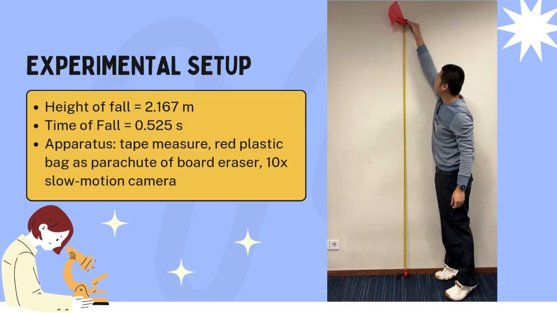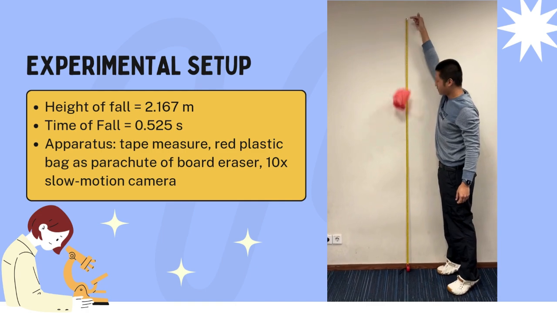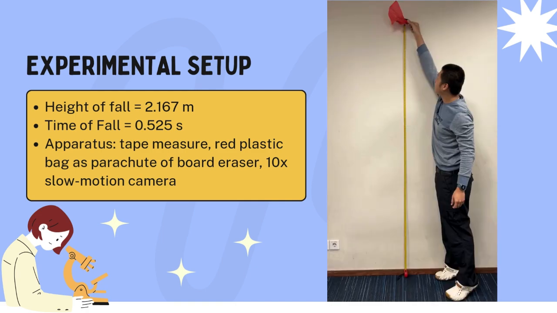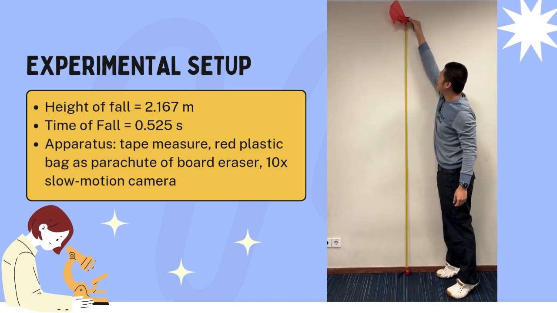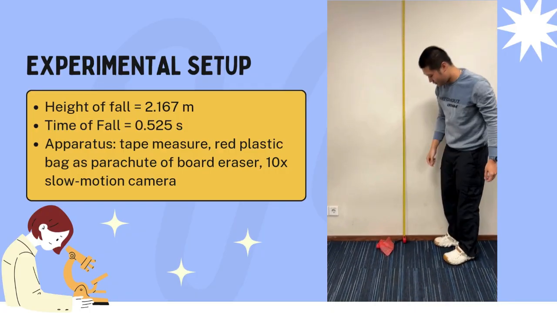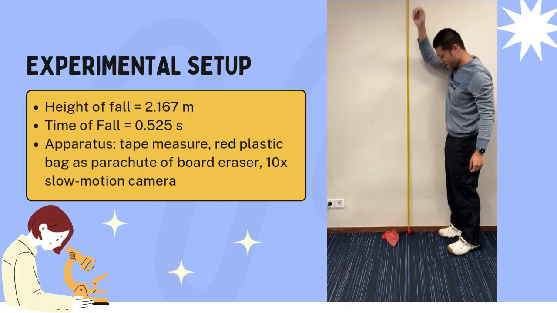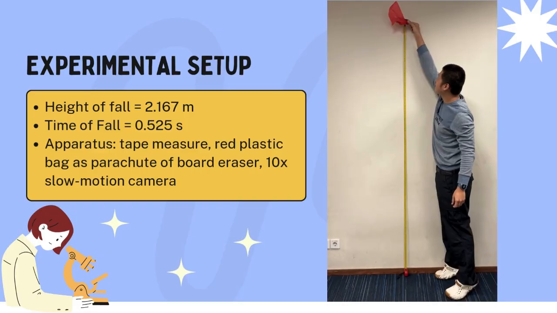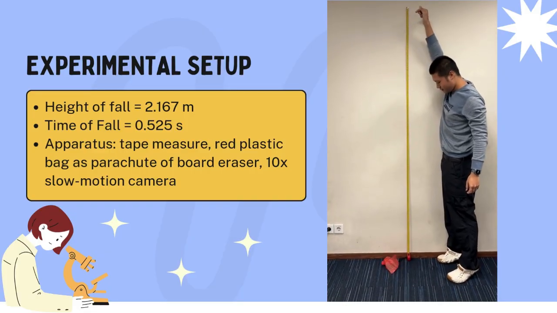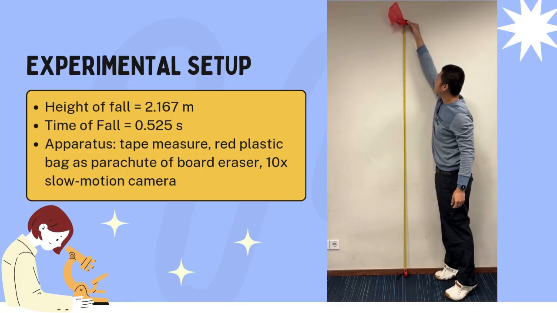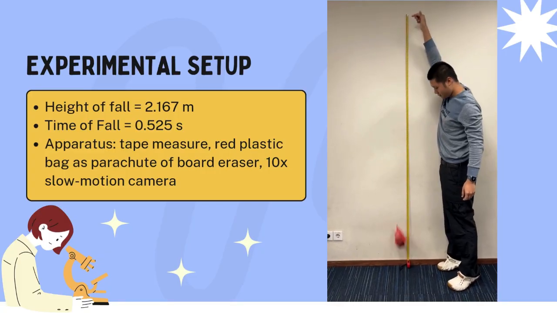The experimental setup consists of a height of fall of 2.167 meters, a time of fall of 0.525 seconds over the overall fall, and an apparatus using a tape measure, a red plastic bag as a parachute, a board eraser which we dropped as the object, and a 10x slow motion camera.